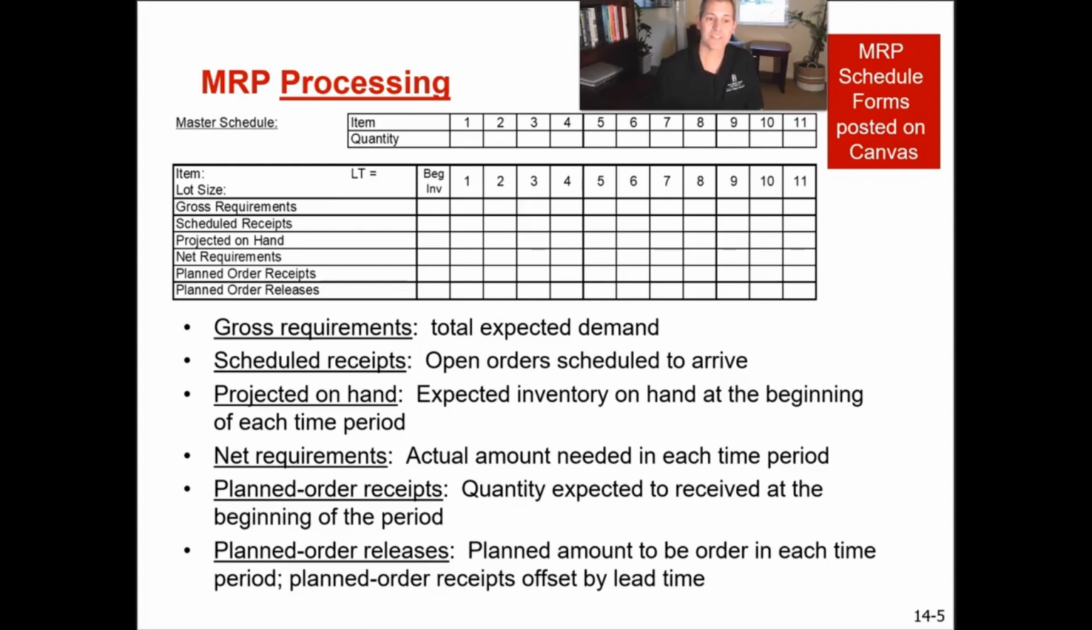Your planned order receipts are the quantity expected to be received at the beginning of the time period. Your planned order releases are the planned amount to order. In each time period, planned order receipts are offset by the lead time. So your releases are going to come before your receipts. I'll just use week 5 as an example again. If you need something in week 5 and it has a 2-week lead time, you must release the order to either be made or purchased in week 3 because it's offset by the 2-week lead time.